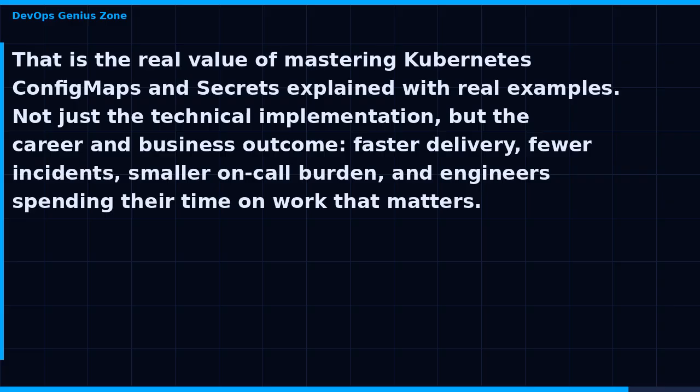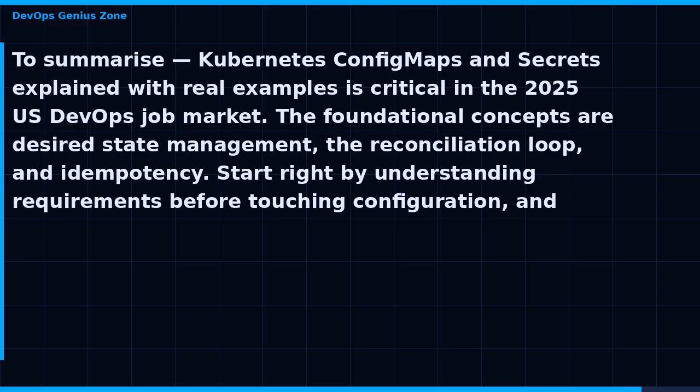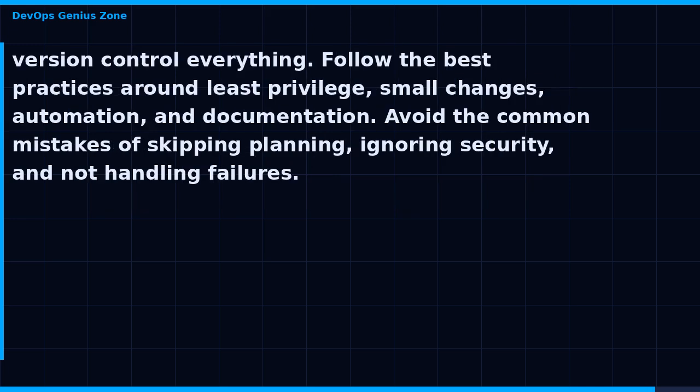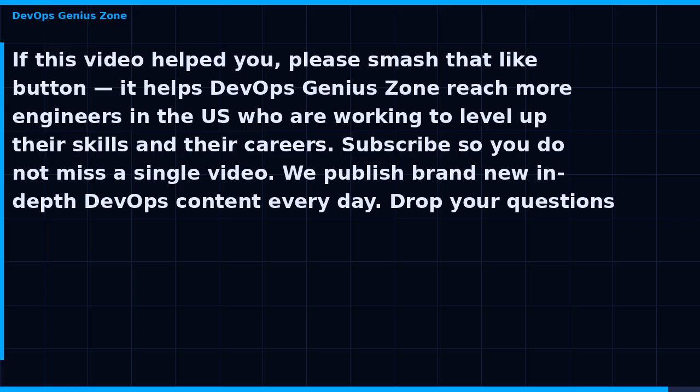To summarize, Kubernetes ConfigMaps and Secrets explained with real examples is critical in the 2025 US DevOps job market. The foundational concepts are desired state management, the reconciliation loop, and idempotency. Start right by understanding requirements before touching configuration, and version control everything. Follow the best practices around least privilege, small changes, automation, and documentation. Avoid the common mistakes of skipping planning, ignoring security, and not handling failures.